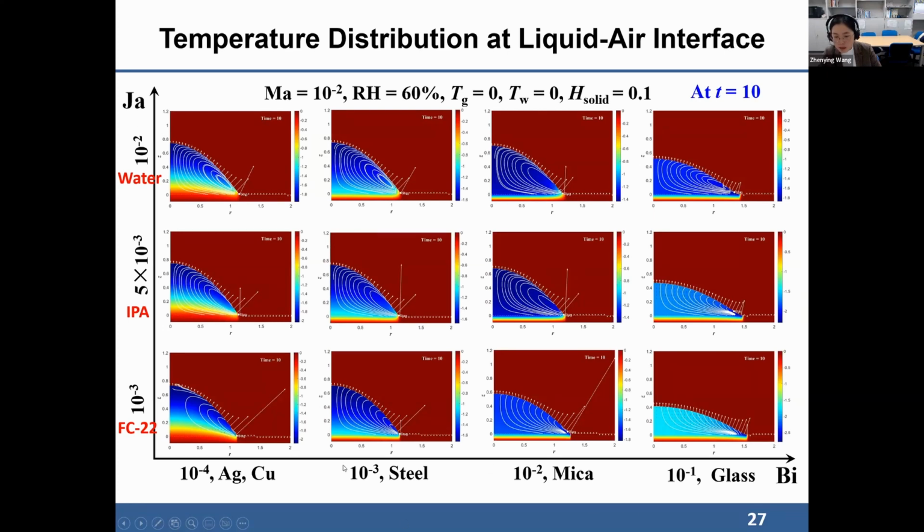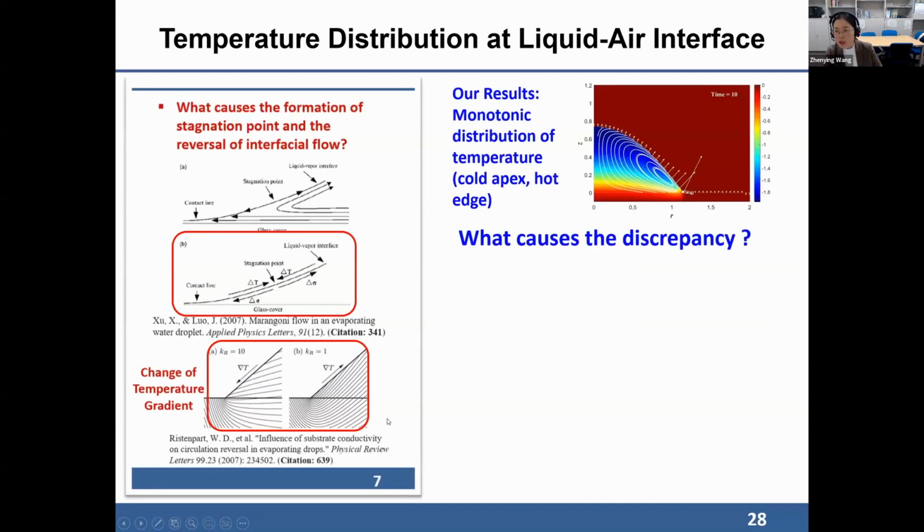This is a summary of our simulation results. Based on our numerical results, for different types of liquid and for different types of substrate, the droplet apex is cold, and the area near the contact line is warmer due to the efficient heat supply from the solid substrate. So the question is, what causes the discrepancy between our numerical result and this numerical result, which indicates the change of temperature gradient in the contact line area?